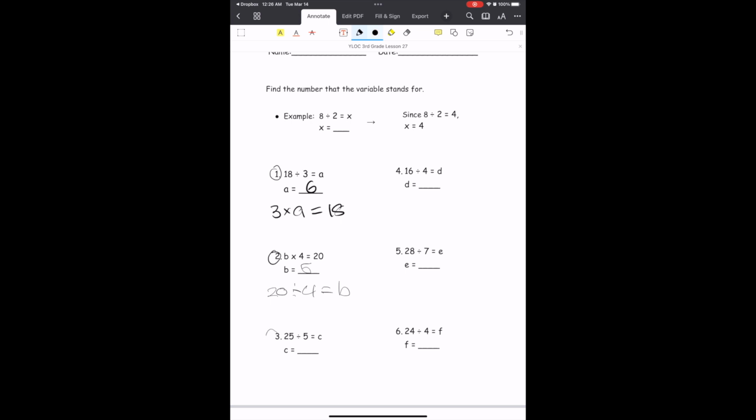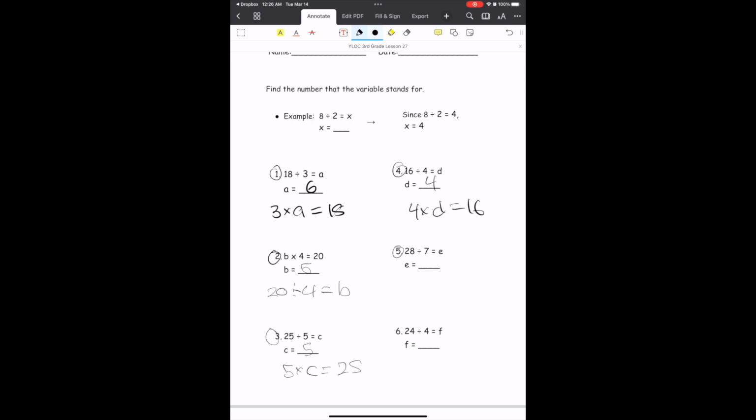3 is C. 25 divided by 5. That's the same as 5 times C is equal to 25. And 5 times 5 is equal to 25. Number 4. 16 divided by 4 is equal to D. That's the same as 4 times D is equal to 16. And that means D would equal 4.